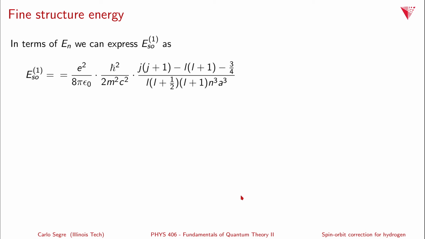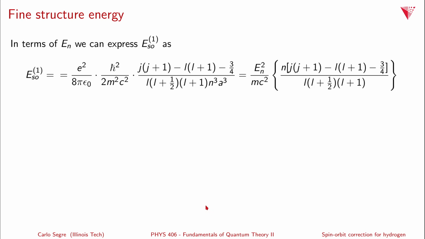So we can rewrite this in terms of E sub n. Taking all these constants and replacing them with E sub n squared, I get E sub n squared over mc squared times n times the quantity J times J plus 1 minus L times L plus 1 minus 3/4 over L times L plus 1/2 times L plus 1. And again, you notice that this term is order E sub n squared, just like the relativistic correction.